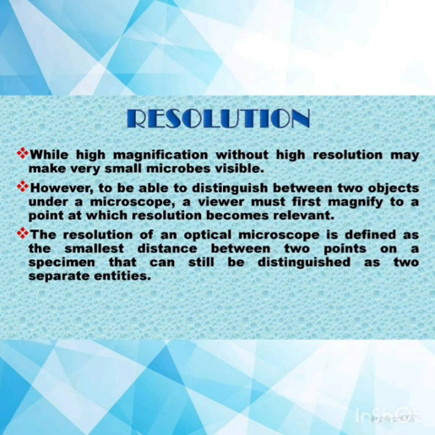In reality, therefore, microbiologists depend more on resolution as they want to be able to determine differences between microbes or parts of microbes. However, to be able to distinguish between two objects under a microscope, a viewer must first magnify to a point at which resolution becomes relevant. The resolution of an optical microscope is defined as the smallest distance between 2 points on a specimen that can still be distinguished as two separate entities.